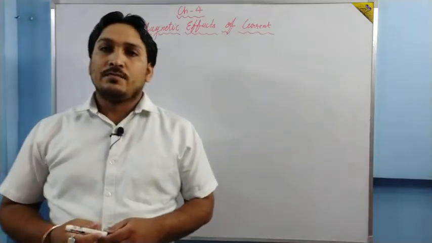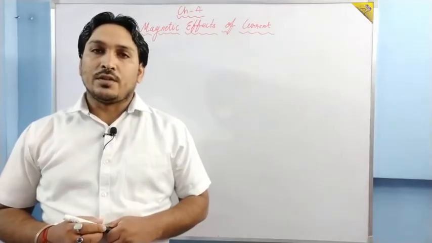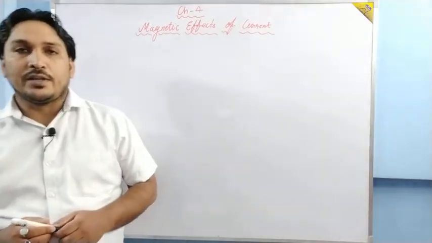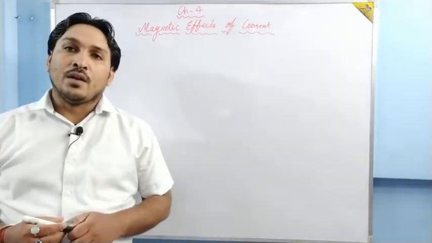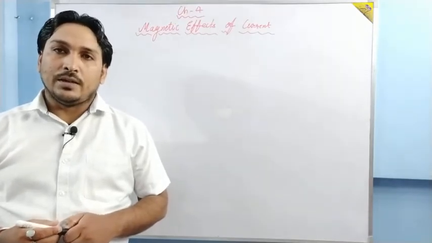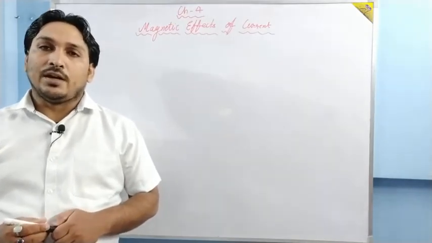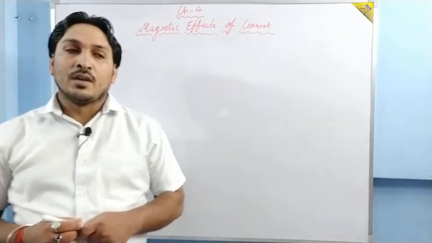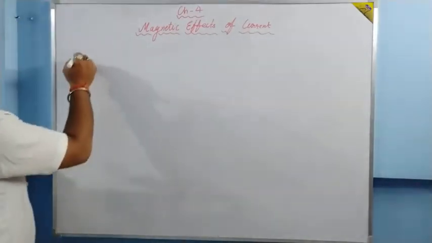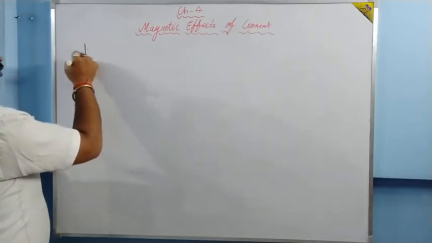Hello dear students. As you all know, we have started chapter number 4, magnetic effects of current, and in the last video lecture we have done the Biot-Savart law. We have done one application also, and that application is to find the magnetic field nearby an infinite wire carrying current I. What was that? Let us see in a quick revision.